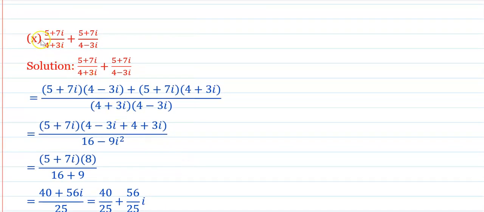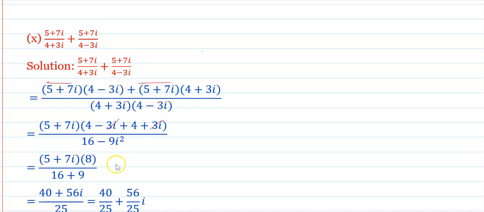Now the next number, example number 9. 5 plus 7i upon 4 plus 3i plus 5 plus 7i upon 4 minus 3i. Now here we will take the cross multiplication. Both numerators are the same. In the first bracket 5 plus 7i into the next bracket 4 minus 3i, the cross multiplication of these two, plus 5 plus 7i into 4 plus 3i, upon the denominator 4 plus 3i into 4 minus 3i.